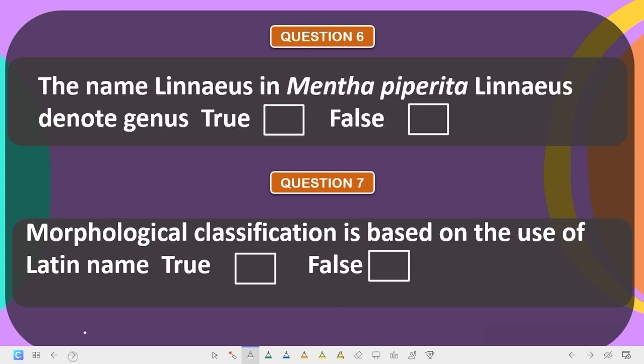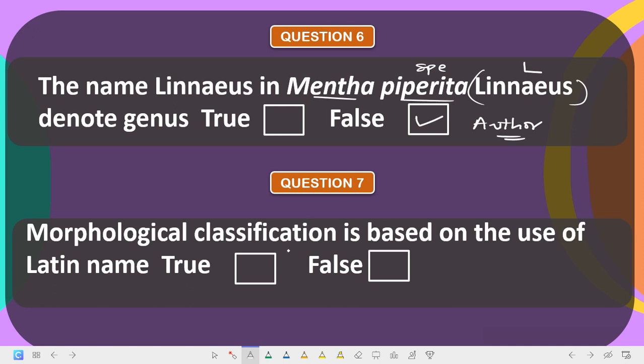Now, the next question. In the name Mentha piperita Linn, Linn denotes genus. This is false. Linn means the author of the drug, not the genus. Mentha is the genus, piperita is the species, and then Linn is the author, which in most cases is often abbreviated as L.